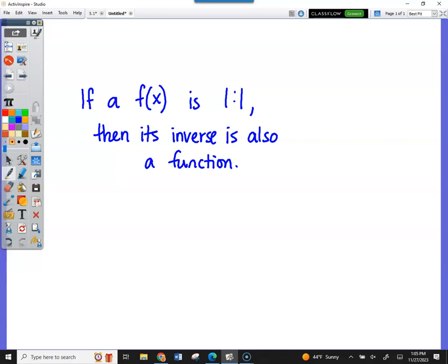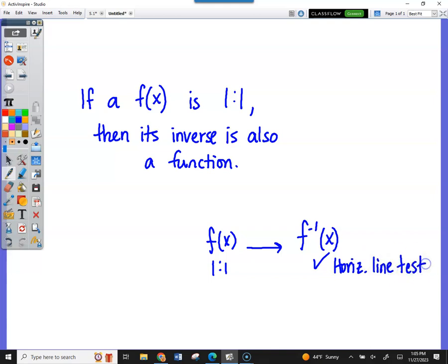So if a function is 1-to-1, then its inverse is also a function. So if f of x is 1-to-1, then the inverse passes the horizontal line test. Does that make sense? So we're talking about two totally different functions here. That's where some people get lost. But we're saying if your starting function is 1-to-1, then without even having to check it, I can tell you, okay, well, its inverse will pass the horizontal line test, meaning it will be a function as well.